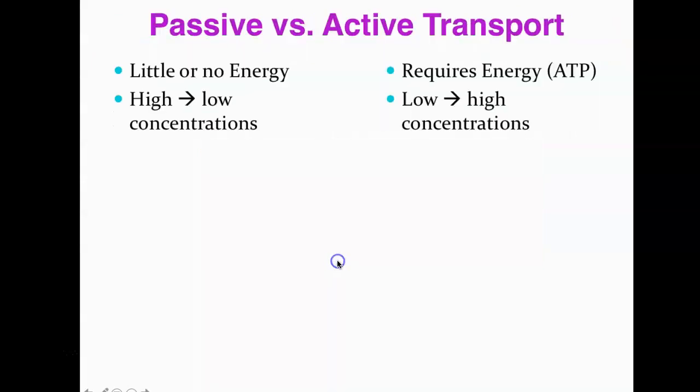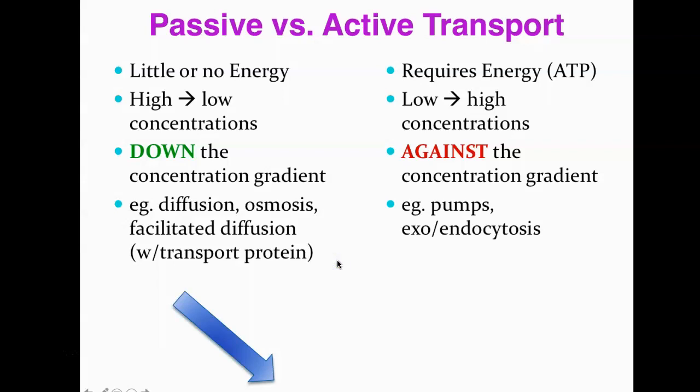Okay, I want you to make a T-chart that compares passive to active transport. So go ahead, pause the video, and write this down. We're just going to compare the two. Passive transport requires no energy. Things are moving from a high to a low concentration, down a concentration gradient, and here are your examples. Diffusion, osmosis. So diffusion, I call it simple diffusion. Osmosis is the simple diffusion of water.